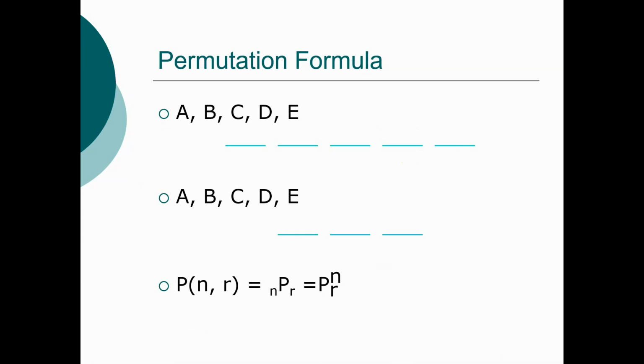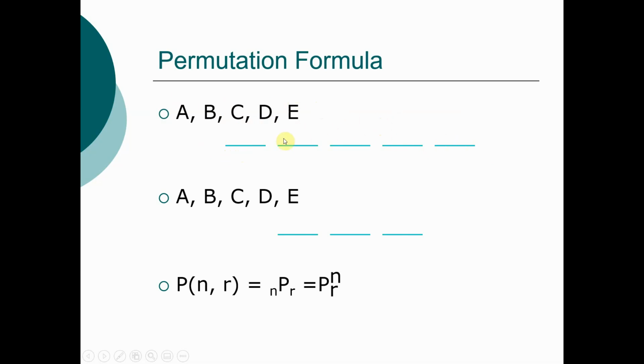Now, let's talk about permutation. Let's say that we have 5 different letters, and we have only one of each of them. Let's say we want to play Scrabble. We only have 1 A, 1 B, 1 C, 1 D, 1 E. And we have 5 places to put all these characters, all these symbols.